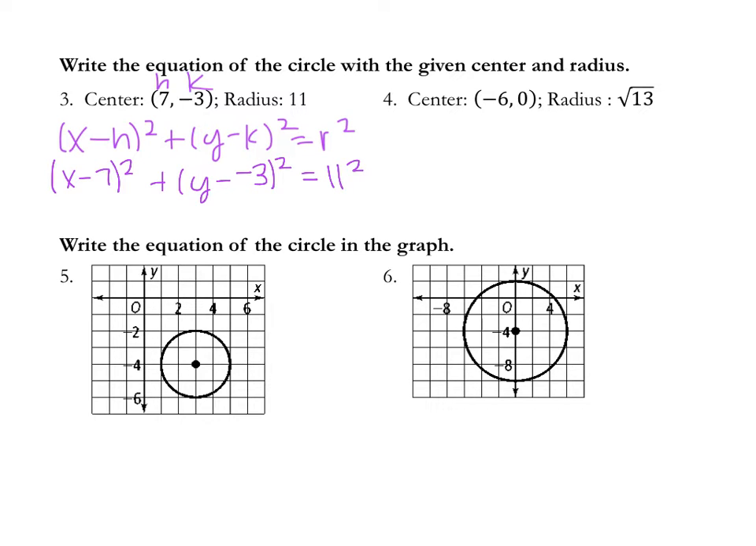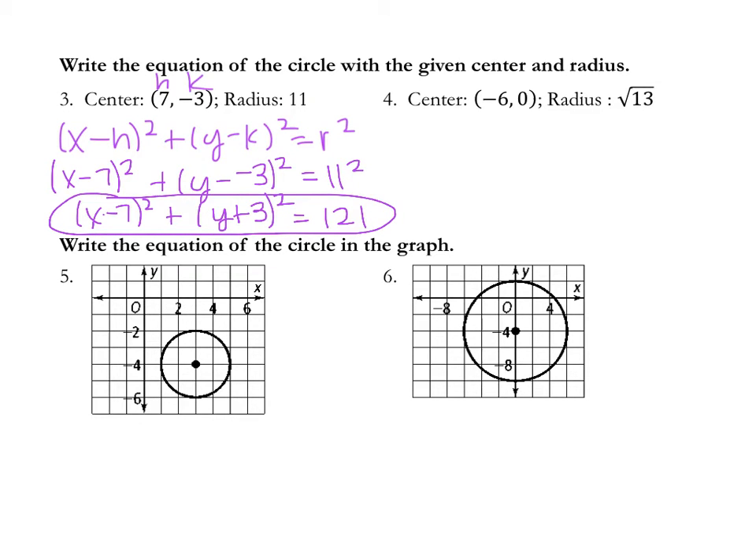And all I want to see you do is simplify this down. X minus 7 squared is just going to stay in parentheses. We're leaving it in that parentheses form. That's what the standard form looks like. And then it's going to be y minus the negative changes to plus 3. And then 11 squared is 121, as I do want to see you simplify that number at the end. So that would be your answer there.